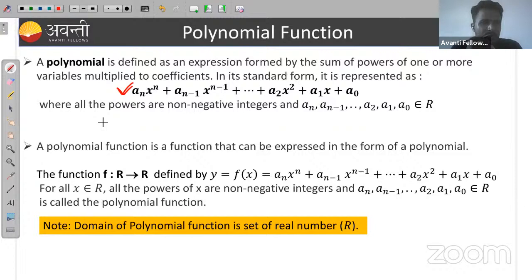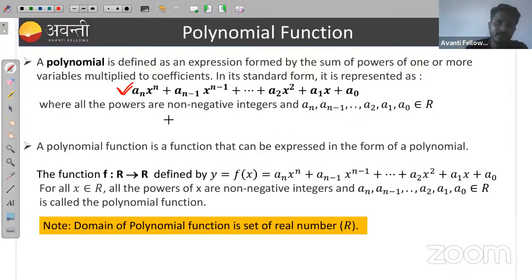The variable here is x, with x to the power n, x to the power n minus 1. This is a polynomial in x. If it is in t, then we call it a polynomial in t. The powers, n, n minus 1 and so on, are non-negative integers. Please be careful: whenever we are talking about a polynomial, the power of the variable must be non-negative. Perfect. Now, how is the polynomial function defined? We are extending the polynomial in terms of a function.